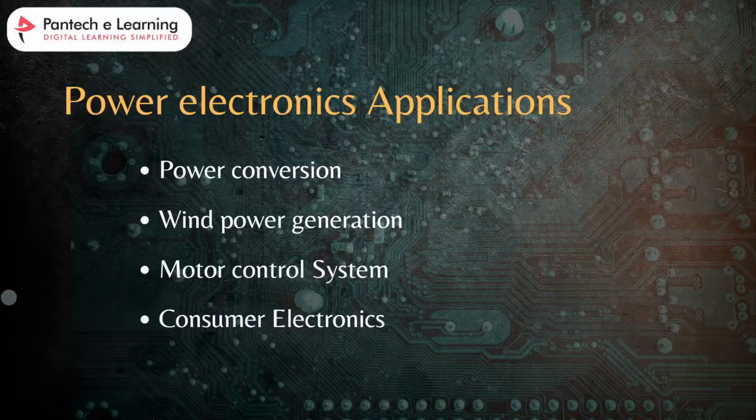Next is the motor control system. These power electronic devices are used in motor control systems like robots and power plants. They help control the speed and force, that means torque, of electric motors, making them run more efficiently. You can save energy also. Finally, consumer electronics, which is nothing but everyday use. These power electronics are found in devices like computers, smartphones and household appliances. They help manage the voltage and current to keep these devices running safely and efficiently.